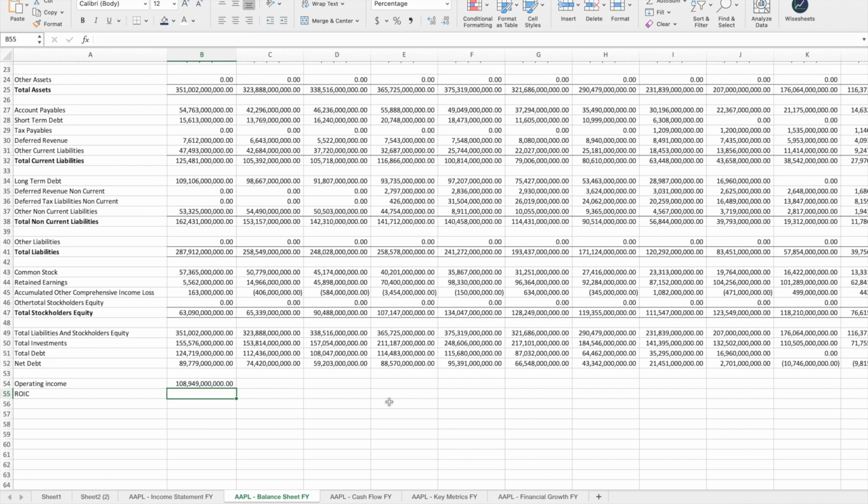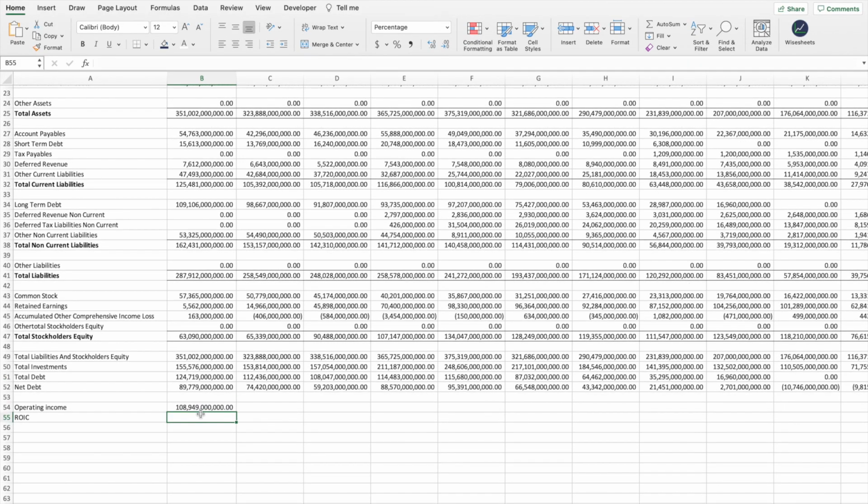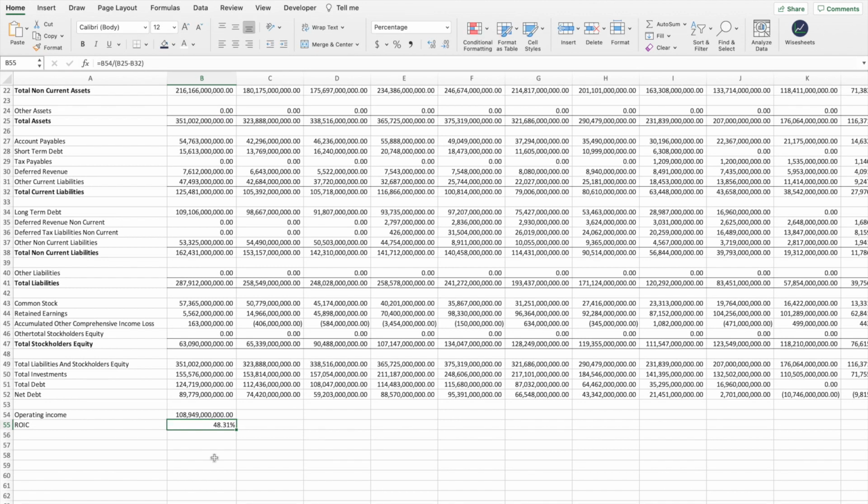Calculating the return on invested capital is very simple. All you have to do is take the operating income, which you can find on the income statement. And then you take that number and divide it by the difference between the total assets minus the total current liabilities. As you can see, for Apple, a 48.31% return on invested capital means that the company is highly efficient at deploying its capital.